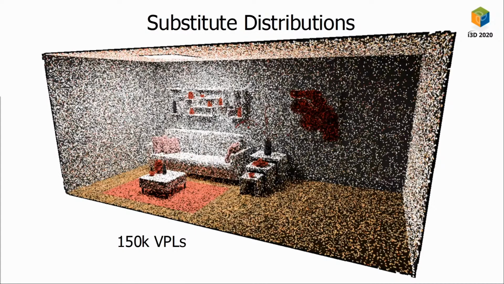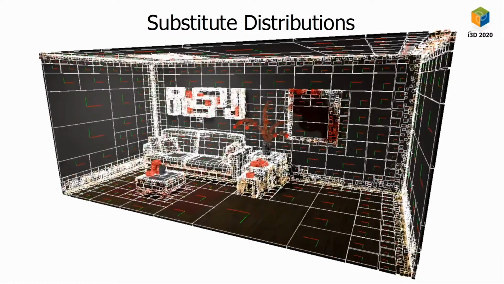Here is an example of our stochastic substitute tree. 150,000 VPLs have been distributed from the light source in the scene. The corresponding tree looks like this. As you can see, quite huge surface patches are approximated by a single distribution, which allows us to early stop the tree traversal significantly.